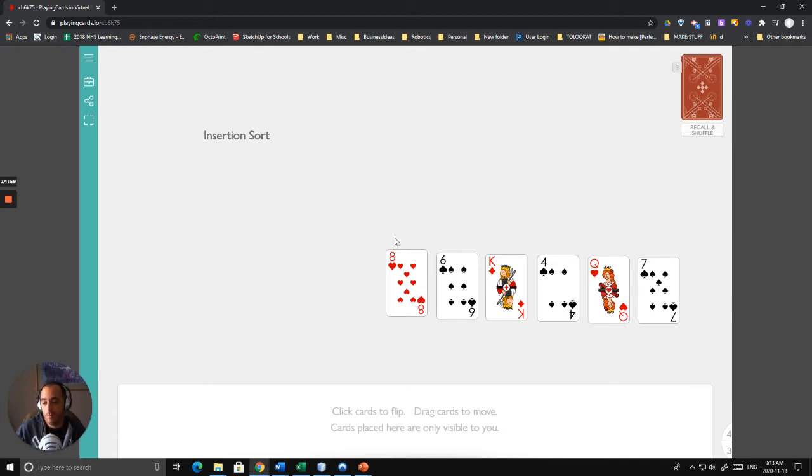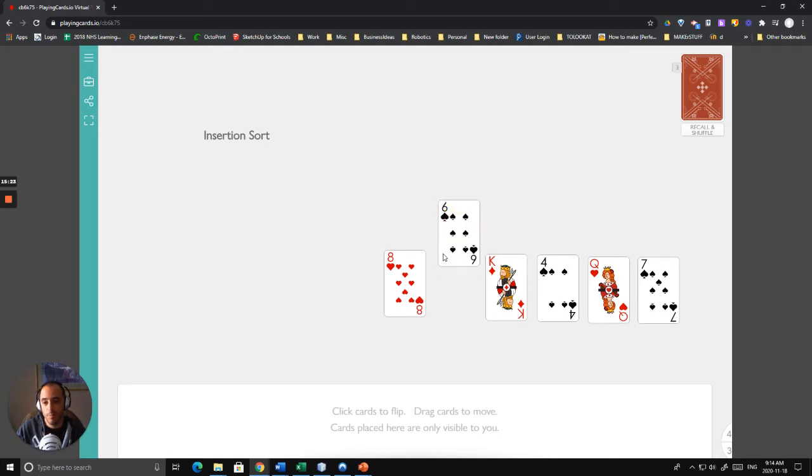The first loop is going to start with the first card. It's going to look at this first card, and then it's going to look at all the cards before it, which there are none. Since there are no cards before it, this card is in the correct place, we're done. Then the loop moves over to the next card.